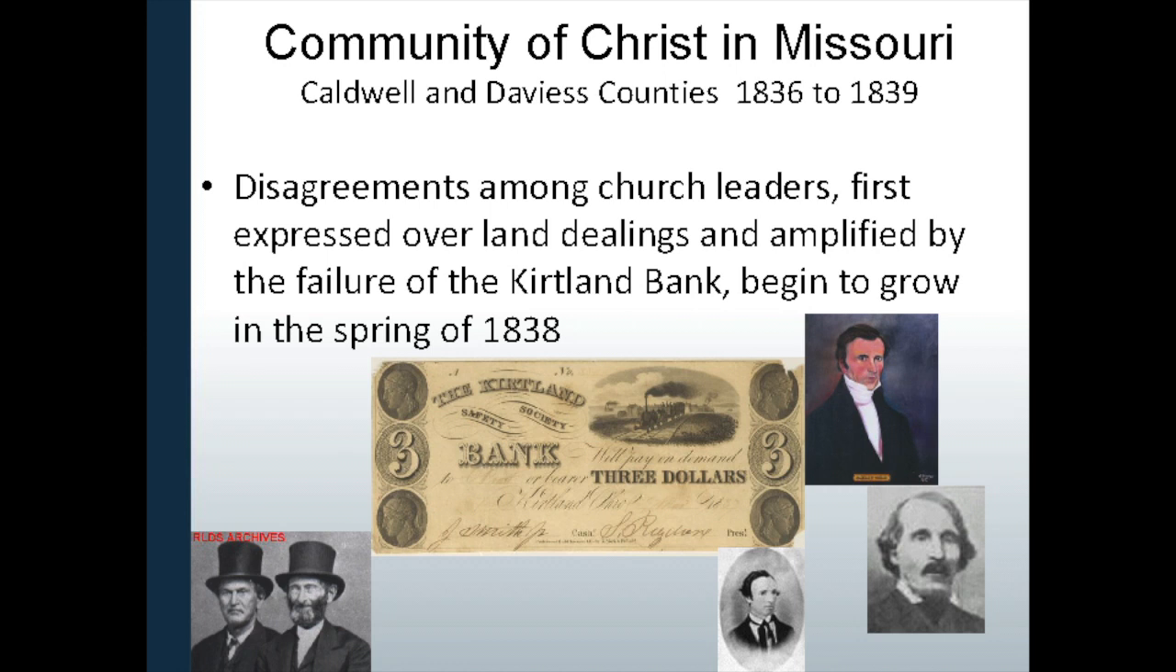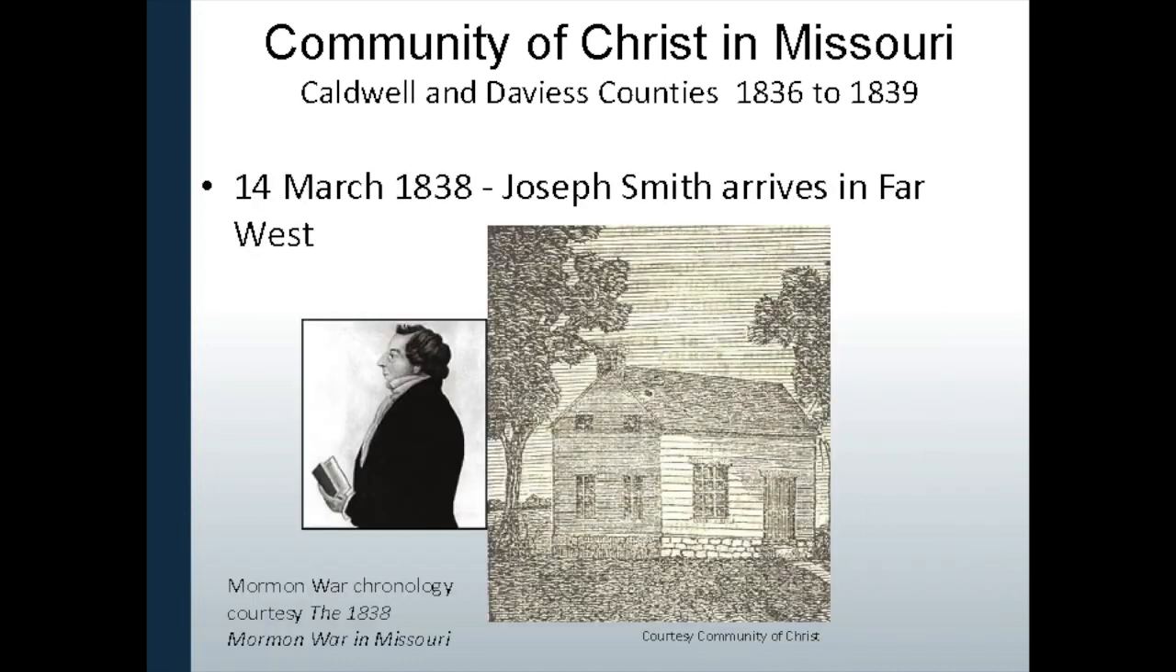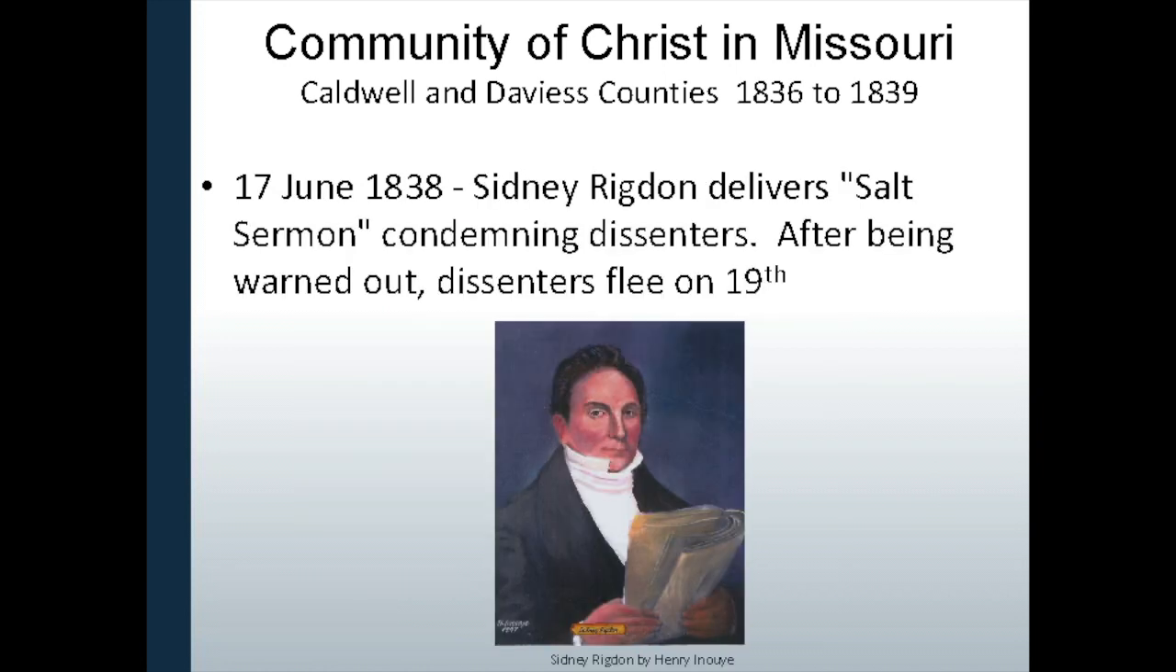So church leaders end up in conflict and disagreements. They were concerned that some had sold land that they thought they shouldn't have sold, probably related to Jackson County, Missouri. And then our bank in Kirtland, as we talked about, is failing. That's causing problems. So our leaders start to squabble. Joseph fled Kirtland after the bank failure, and lands in 1838 in Far West, Missouri.